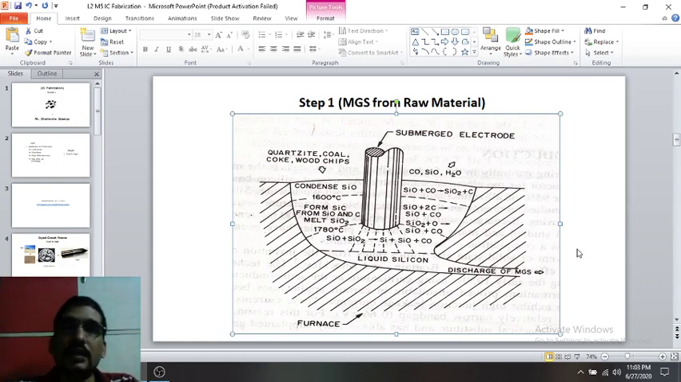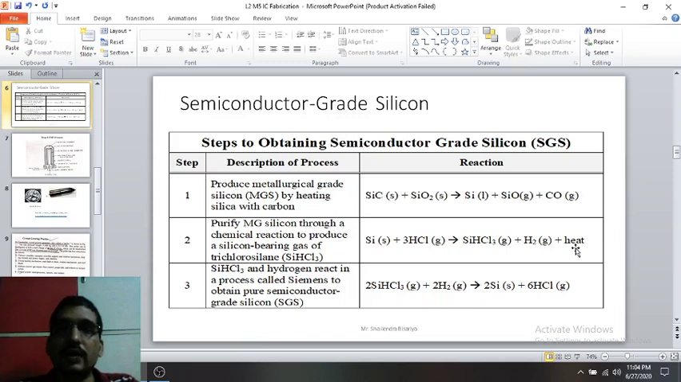EGS, as I already told you in the last session, is the purified form of silicon, that is 99.9999% pure silicon. So what are the further steps? The first step, as mentioned here, is to produce metallurgical grade silicon by heating silica with carbon, inside the furnace. Finally, SiC plus SiO2 forms Si, and SiO and CO gases come out. Now this liquid Si, when taken out from the furnace, becomes solid.